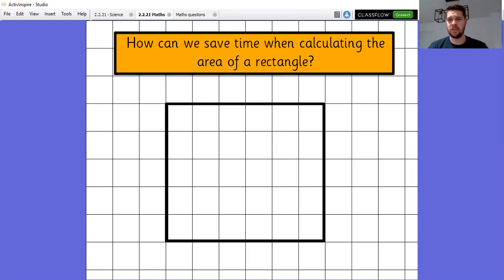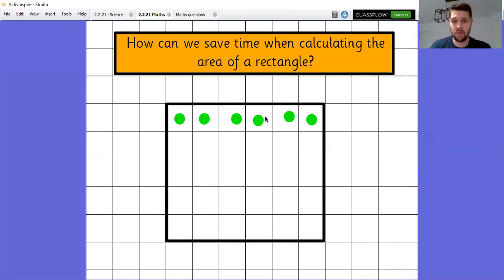How can we save time when calculating the area of a rectangle? I want you to be thinking about that question whilst I show you another method of counting squares to calculate the area of a regular shape.